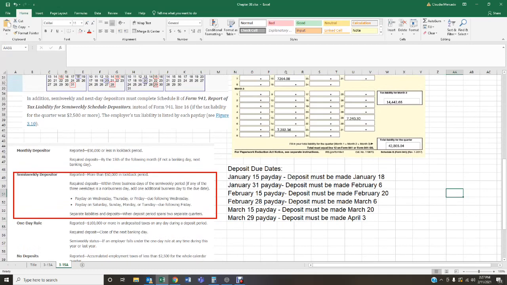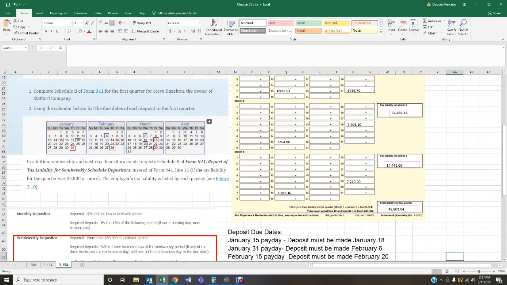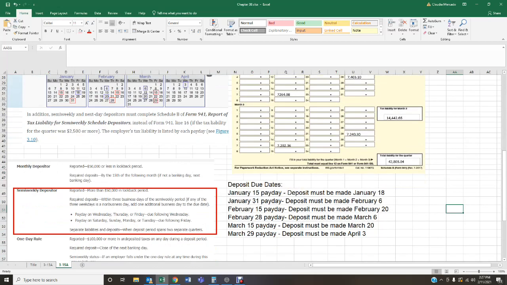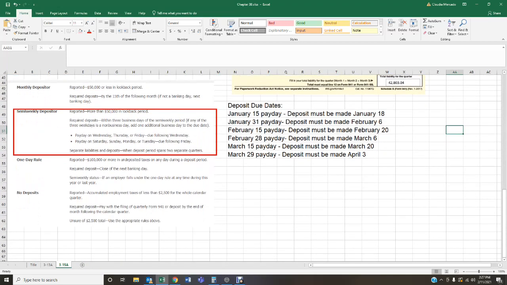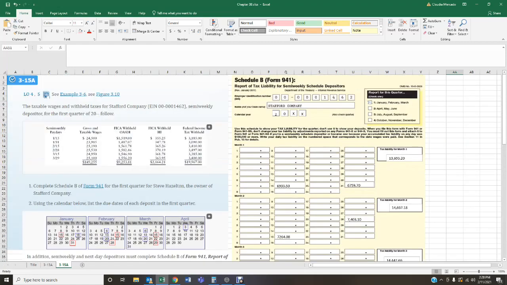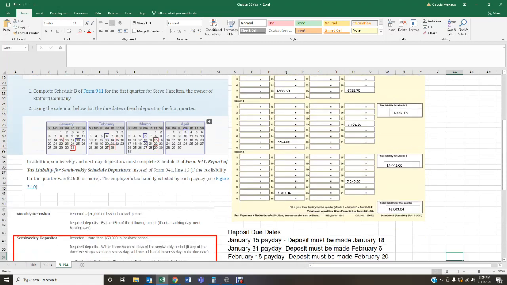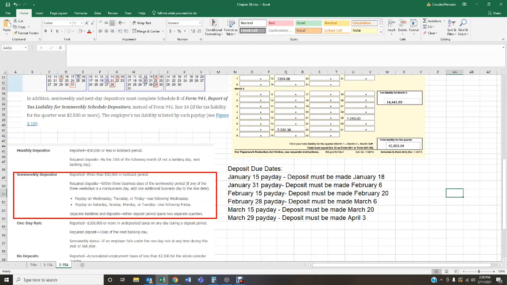So it's just a matter of locating in the calendar what date that payday fell under. If it's a Wednesday, Thursday, or Friday, then the deposit needs to be done the following Wednesday. If it's a Saturday, Sunday, Monday, or Tuesday, then the deposit needs to be done the following Friday. So this is how we do it. You mark them and then you count depending on what it applies to. There are different requirements for different depositors, but this problem focused on the semi-weekly depositor. So that is how we complete Schedule B of Form 941, as well as how to identify the deposit due dates.